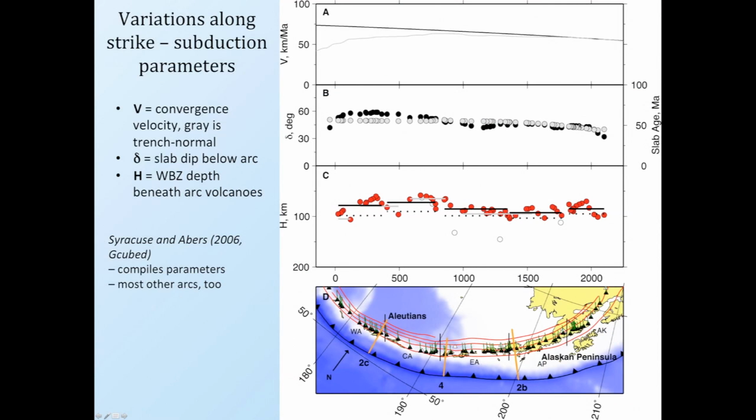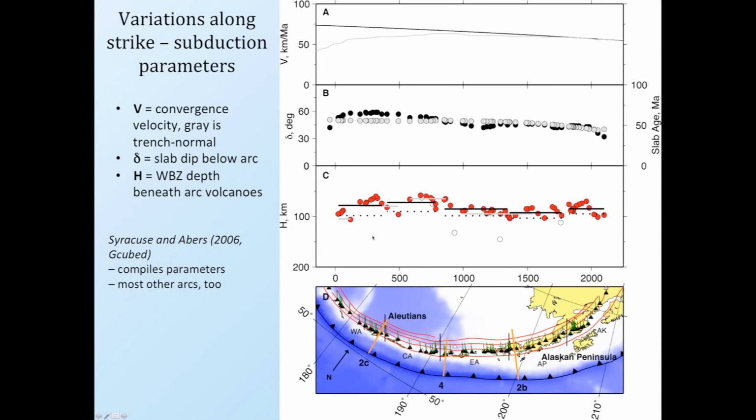These parameters and a lot of the other things you might be interested in, I'm just sort of highlighting, are in a global compilation we put together for Alaska and most other major subduction zones, shown in this Syracuse and Abers paper, where we're showing the orientation of subduction, little green arrows showing beneath each volcano the convergence direction, contours of the slab, and then a series of panels showing things like the top one, convergence velocity along strike, arc-normal convergence velocity. The black dots here show the dip of the plate beneath the volcanic arc, the age of the incoming plate, and the gray dots.